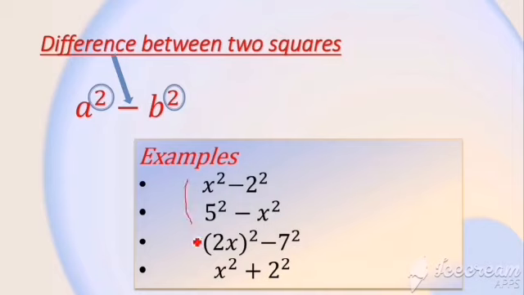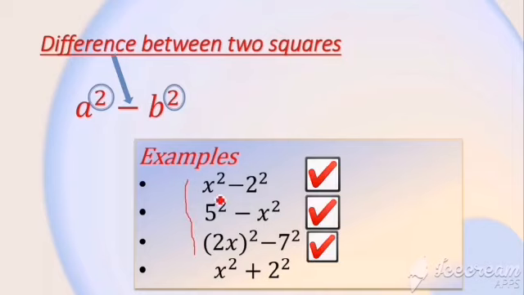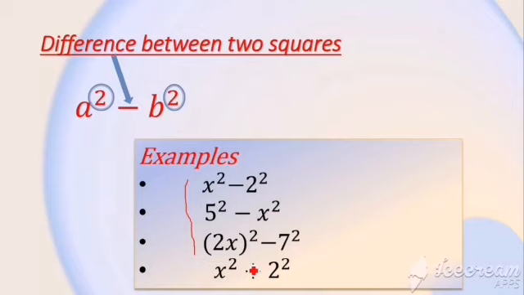Let's consider the following examples and tell me which of the following are written as difference between two squares. The first three examples are written as a difference between two squares. Good, but how did you know that? Because we have minus between two squares. Very good. And what about the last example? The last example is not a difference between two squares since we have plus instead of minus.